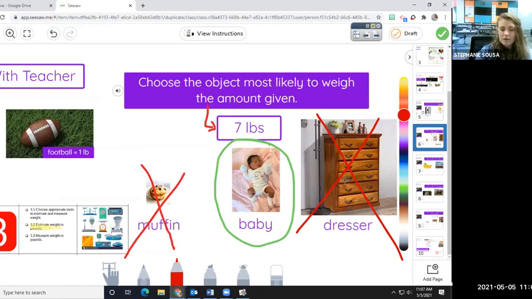Okay. This is how you're going to do your estimations today. What questions can I answer about your estimations? And I'm lowering other hands because I only want questions about estimations right now. Questions about estimations. Yes, Tim. How are estimations sometimes close to the actual weight?